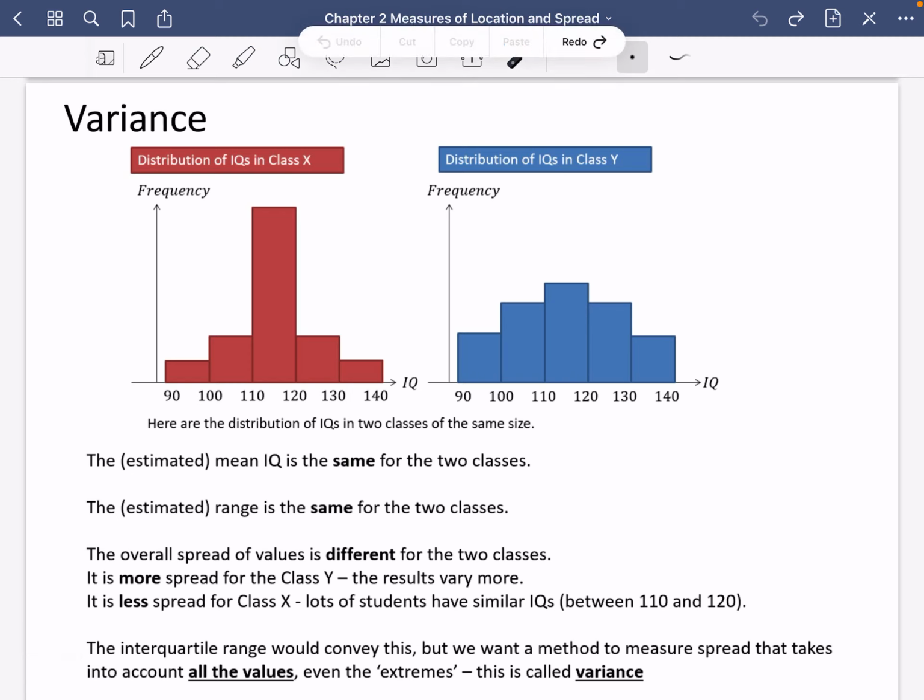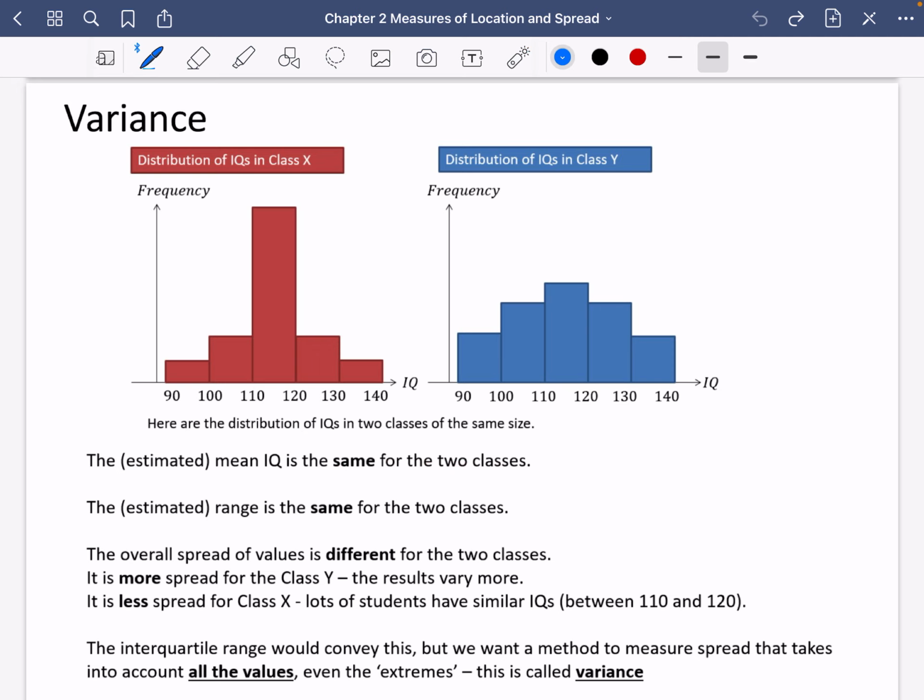Okay, so we're going to be looking at variance. You'll see I've got these two different distributions drawn, and it's about the IQs, which is one way of measuring intelligence between two different classes. So I have class X and class Y. And you can see here that the estimated mean is going to be the same for these two classes.